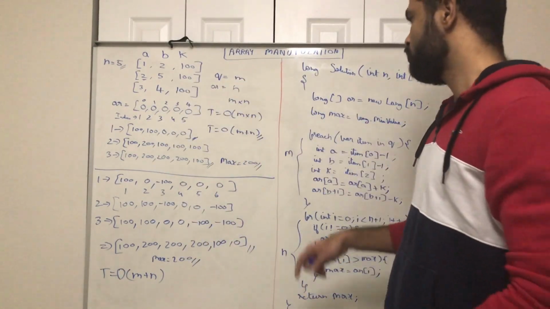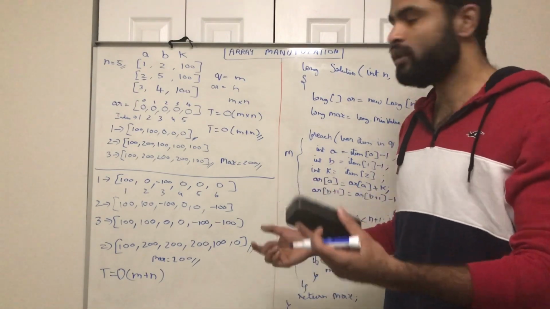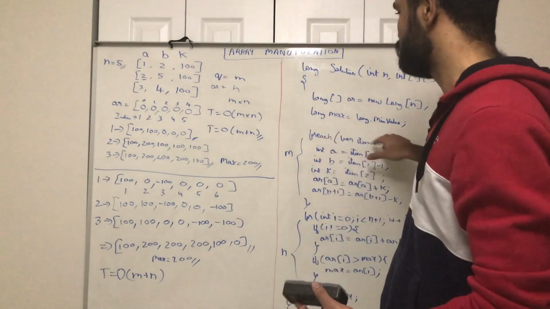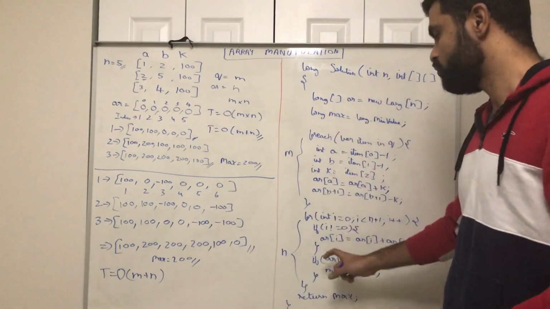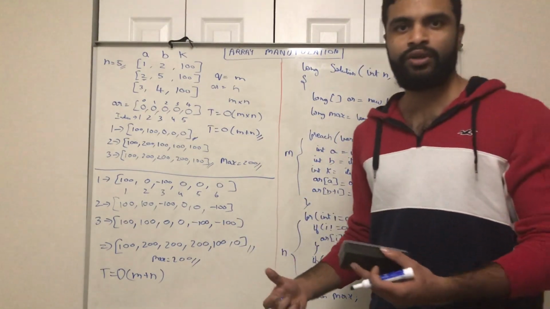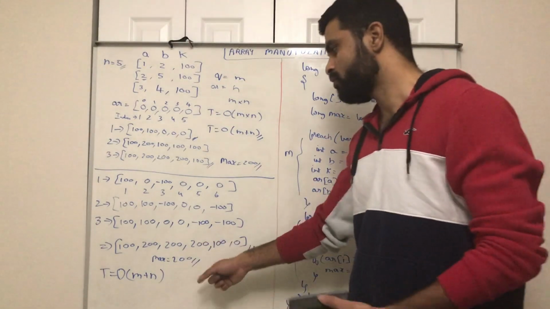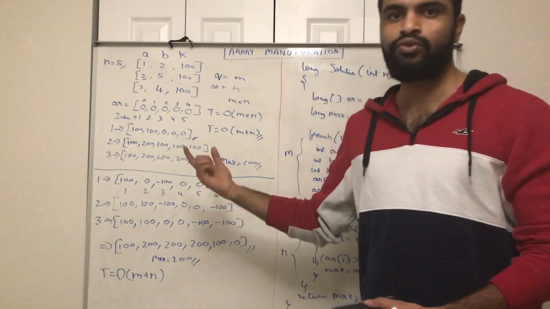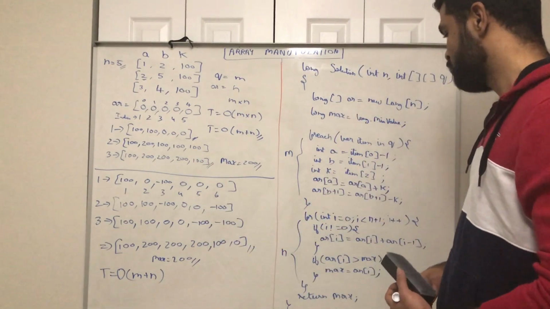For the brute force solution, we are keeping an inner for loop inside this loop. So that is the reason it is m into n. Here this for loop and this for loop are separate, so that is the reason it is m plus n. So the time complexity of this solution is much less than the brute force one. So that is about this array manipulation problem, friends.